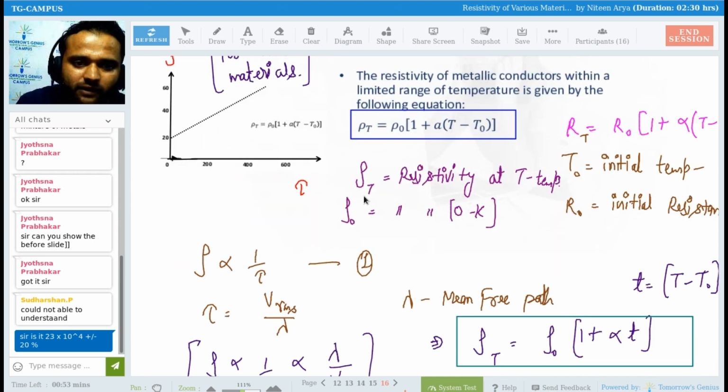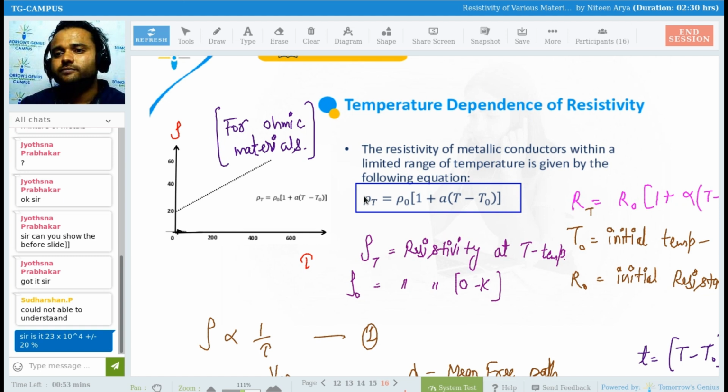Sir, can you explain that graph? Yeah, why not? See, what is the meaning of this particular graph? It does not start at 0 even at 0 degree, it is going to give you some value, which is rho naught into 1 plus alpha T naught. This particular value is the resistivity at 0 degree, or you can say Kelvin. Why so? Because resistivity at temperature T is rho naught 1 plus alpha, or minus, if I do the mod thing.